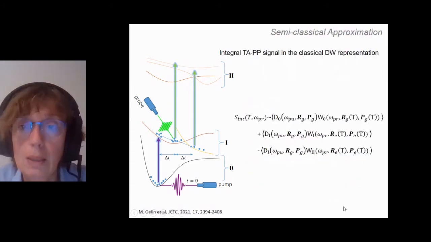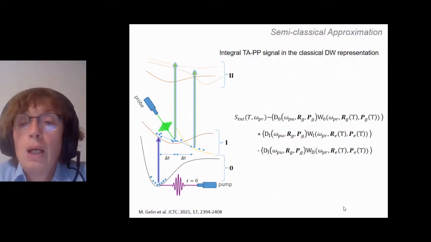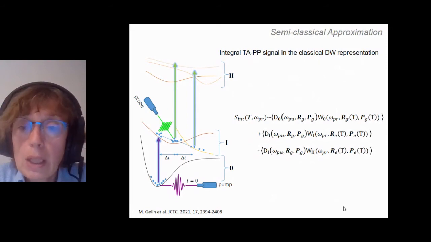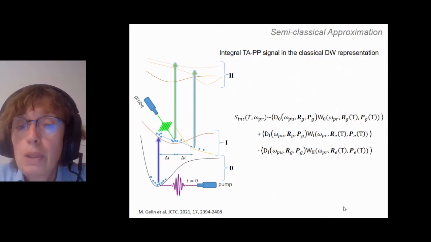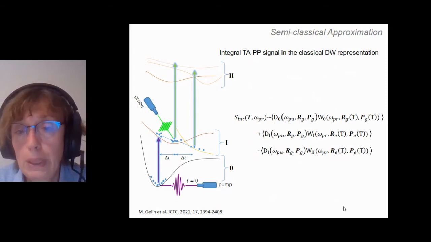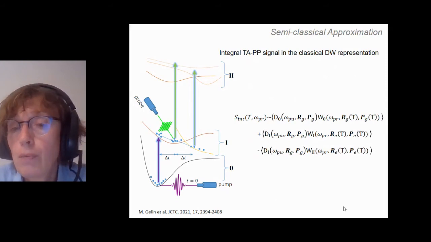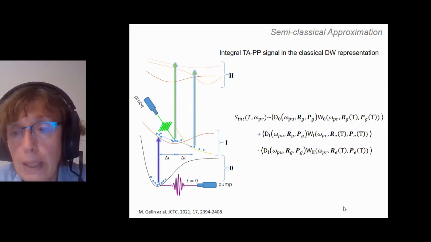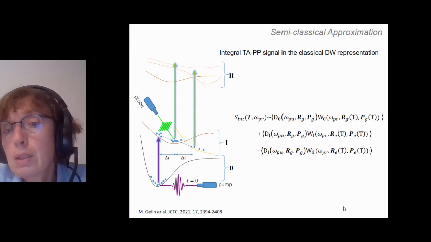In the classical approximation, we lose the trace. The trace now is the integral over the phase space. The doorway and window operators are now functions in the phase space, and the density matrix is replaced by the Wigner distribution.